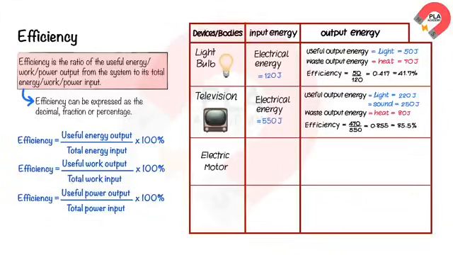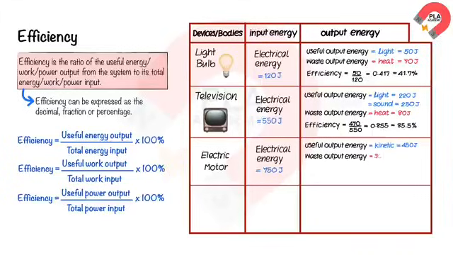Electric motor. The electrical energy input is 750 joules. The useful output energy is 450 joules for kinetic energy. The waste output energy consists of 200 joules for sound and 100 joules for thermal energy. Therefore, the efficiency of the electric motor is 450 divided by 750, which is equal to 0.6, equals 60%.